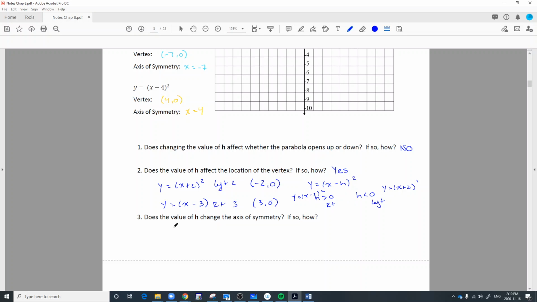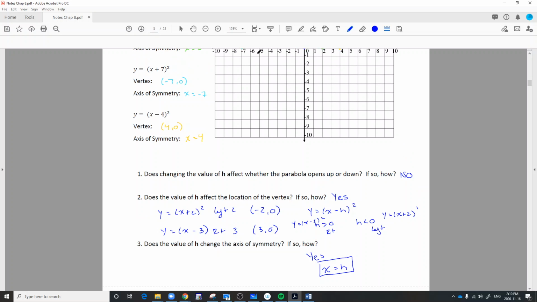Okay, does the value of h change the axis of symmetry? Yes. x equals the h value. So that's that whole thing: when you set your bracket equal to 0, x equals h. So here we put in a positive 4 value. Here we put in a negative 7 value. I like to relate it to the zero factor property, right? We're saying what would make this equal to 0 instead of trying to figure out whether h is positive or negative. All right, so go and practice some of the ones that only have this h value now.